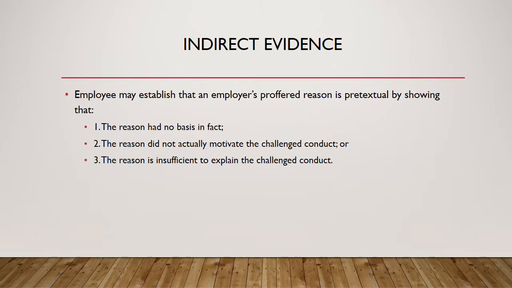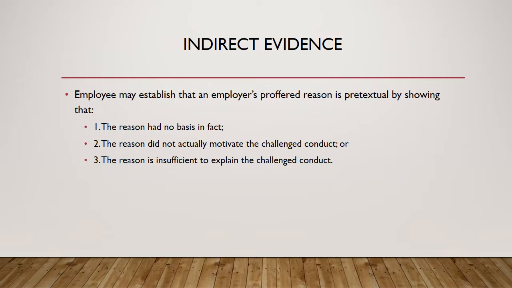So if the employer has offered one of these reasons, then the burden shifts back to the employee, and the employee may establish that the reason given is pretextual, and they could do that by showing one of three things. They can show that the reason has no basis in fact. So if you say there's poor job performance as your reason, and they can show, well, my sales numbers are as good as my coworkers', I made as much money as them, whatever it may be, then there's no basis in fact.